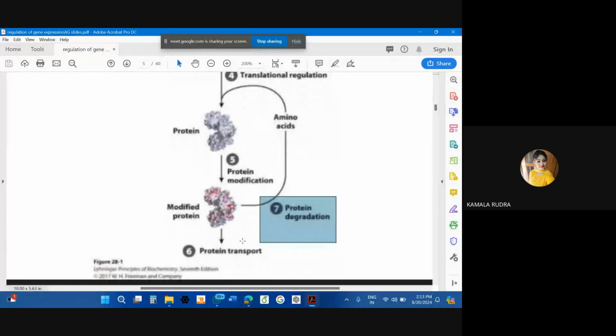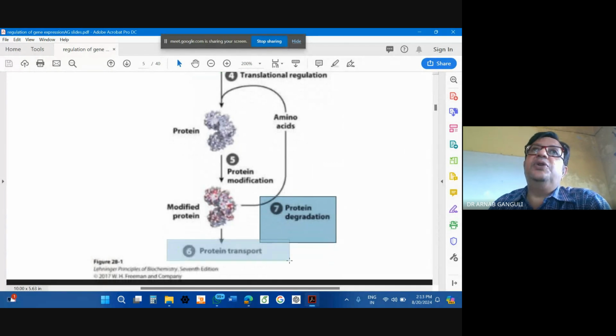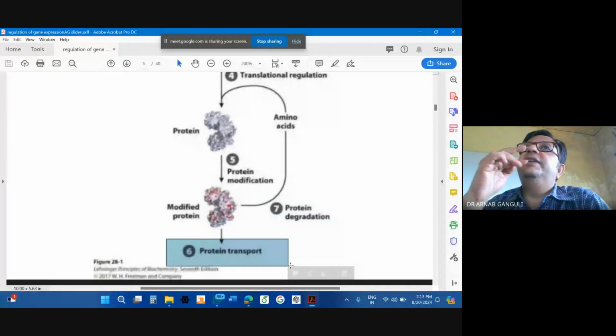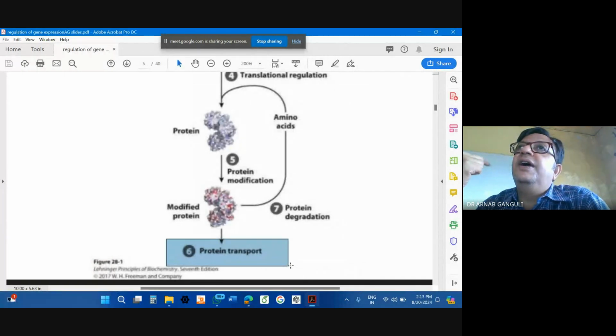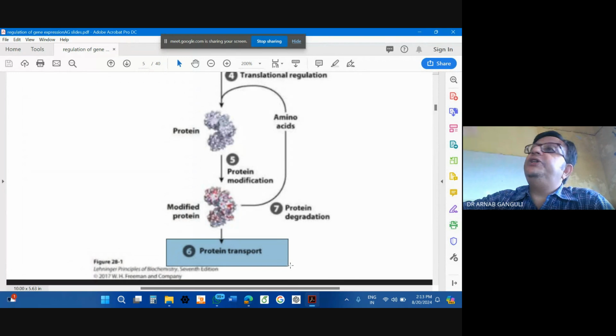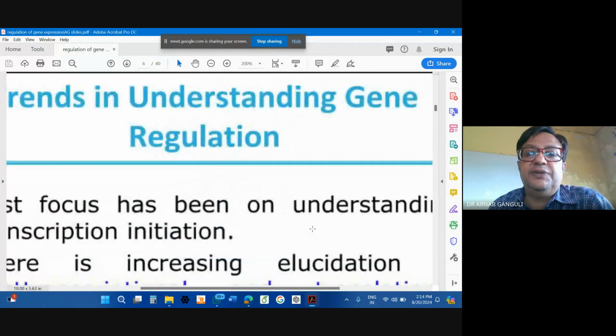And one more thing is protein transport. So the protein, after it is produced in the cytoplasm, needs to be transported to the cell membrane or to the Golgi body or to the ER or to different organelles. So if you stop that part, final expression of that protein will also be affected. So basically, these are the 7 steps of regulation.